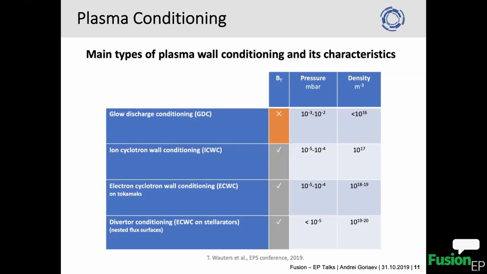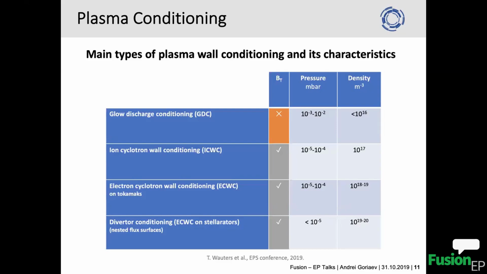And for new devices, especially for superconducting devices, when you cannot easily ramp up and ramp down the magnetic field, it cannot be used for wall conditioning during the operation day. And this is a big disadvantage of glow discharge cleaning. That's why you have to go to other wall conditioning techniques like ion cyclotron wall conditioning, electron cyclotron wall conditioning.